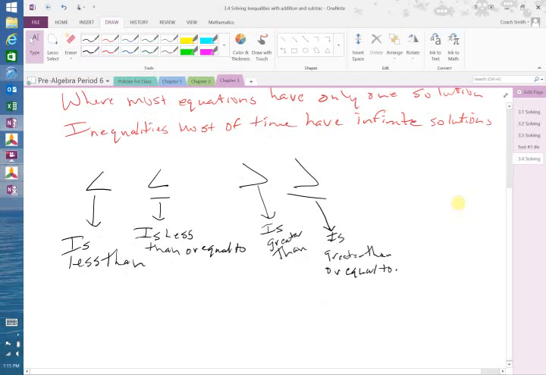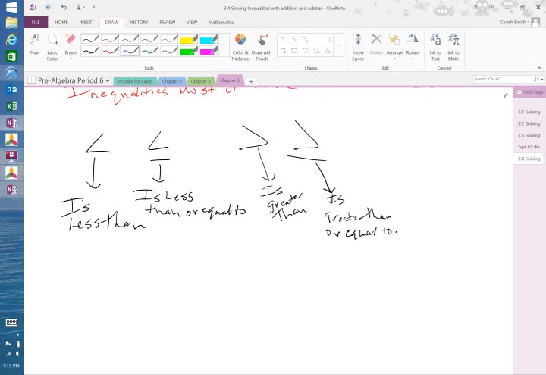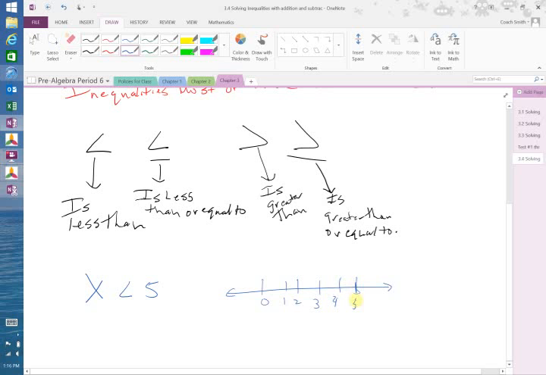Okay? Now, let me show you something. If I have this, x is less than 5. Okay? Well, what that means is this. If I draw a number line, and I have 0, 1, 2, 3, 4, 5, 6. Okay? I said x is less than 5. Well, that means this. I put a circle on the 5, and I draw an arrow pointing to the left, because left is less than.